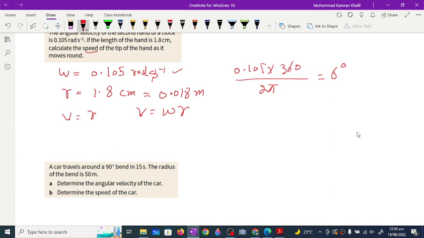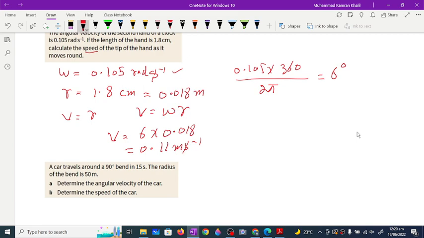So now we will calculate the answer. v is equal to 6 multiplied by 0.018. So the answer is 0.11 meter per second. So this is the speed which was required to calculate.